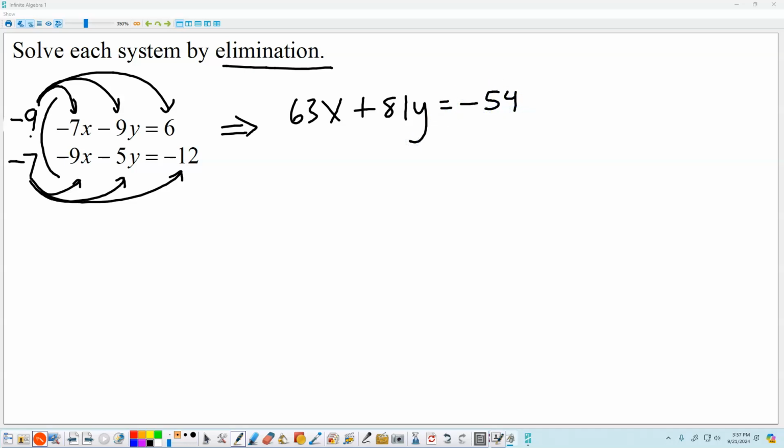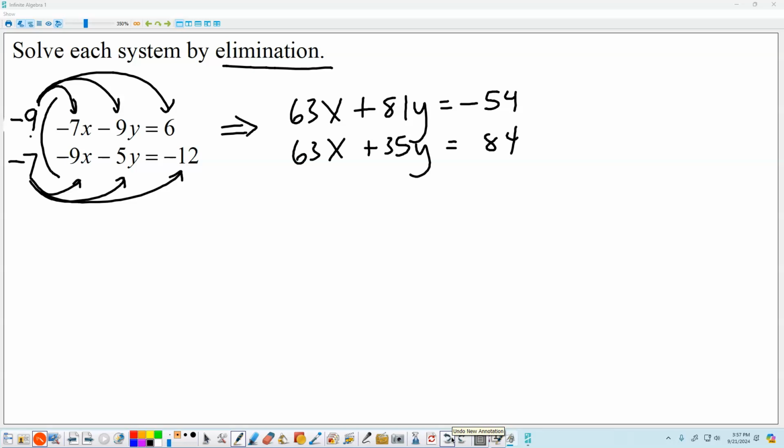And multiplying the bottom equation by a negative 7 would give me this. All right, now I want these variables to eliminate. Right now, they're not going to eliminate because they're exactly the same. But if I can make them opposites, then they can eliminate if I combine them together.